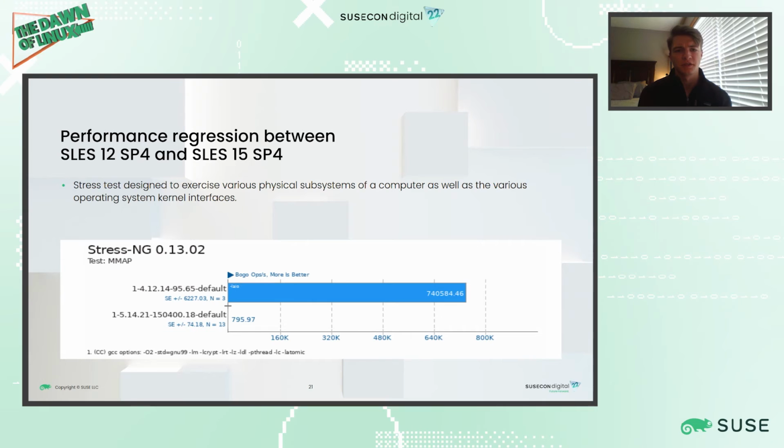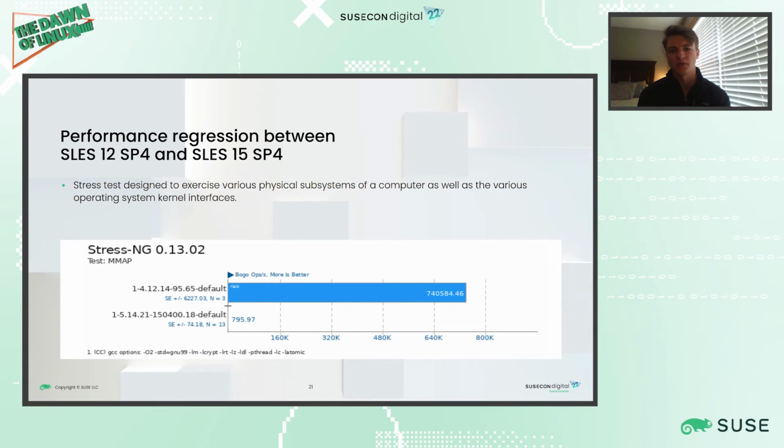Hi, so as mentioned, HP and SUSE have a mutual customer who was concerned about possible performance regressions between SLES 12 SP4 and SLES 15 SP4, the release that they wanted to upgrade to. This is an example that I would like to share just to show the process of how we identify and handle potential performance regressions.